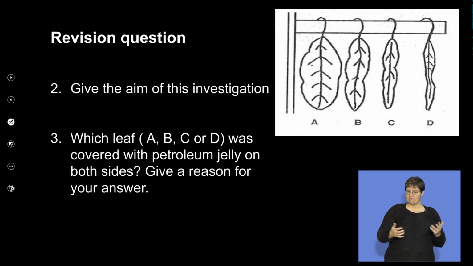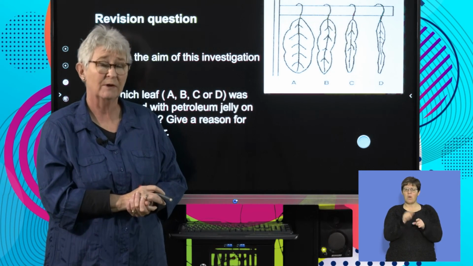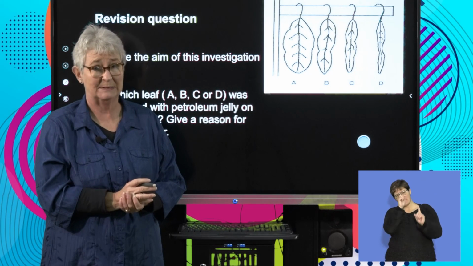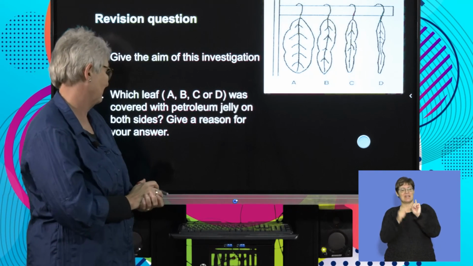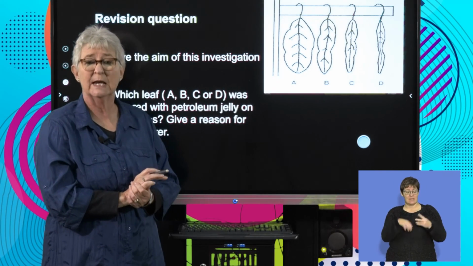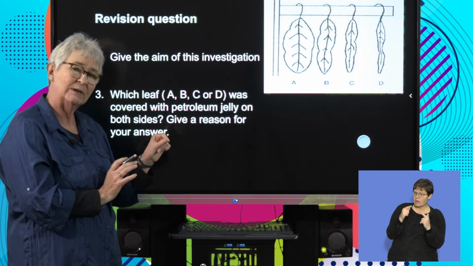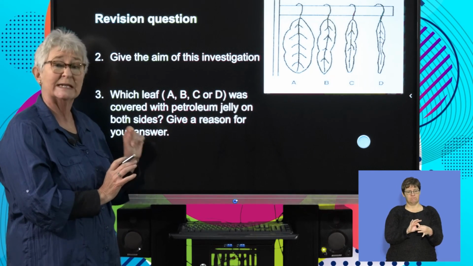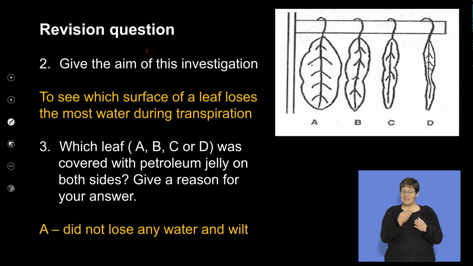Then, next thing we're looking at is, well, what is this experiment trying to prove? What is the aim of the experiment? And just before the break, we talked about how to write an aim. Then, the second question is, well, which leaf is the one that was covered in petroleum jelly on both sides? In other words, you have to look at the experiment and think about how it is related to what you have just learnt in transpiration. And give a reason for your answer. So, let's look at the aim.